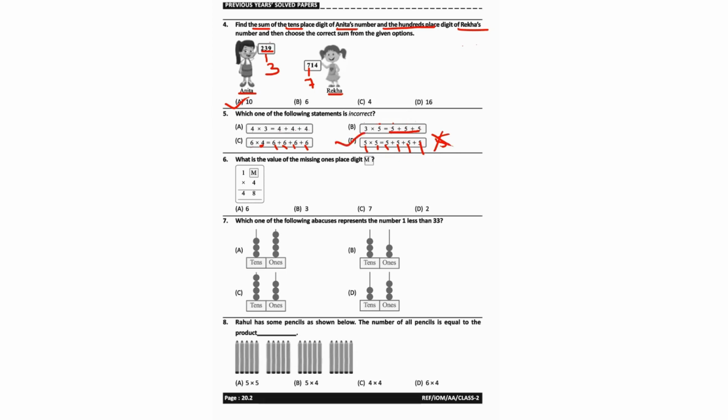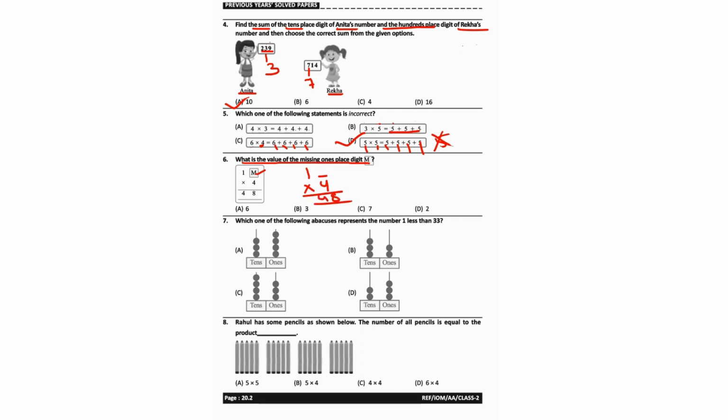This equation is incorrect. Next, if you look at this, you are asked to find what is the value of the missing ones digit place. That is M. Over here, you can see the alphabet M that is missing. So you need to find that. So 1 over here, this is missing, multiplied by 4. If you look at the product that you're getting, it's 48.